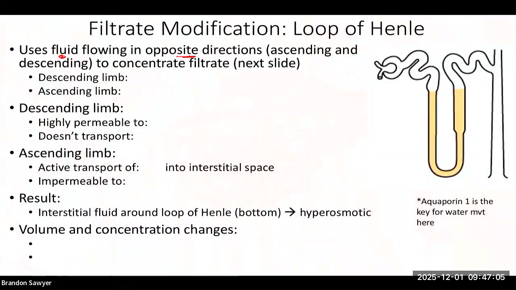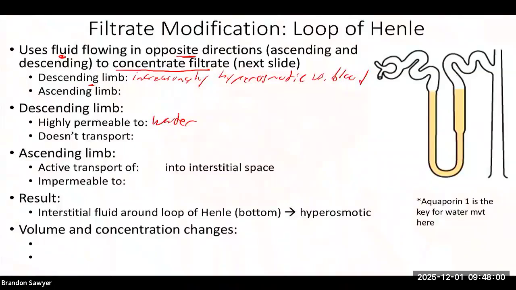So the descending limb, it's asking here what's going on as far as concentrating the filtrate. In the descending limb, the filtrate is becoming increasingly hyperosmotic versus the blood. That's because the descending limb is highly permeable to water. So as the filtrate's going down this way, water's leaving, which means it's getting more and more concentrated with solute, because water is leaving, so we have a higher percentage of solute versus water as it's going down. Then it's going to make that U-turn and start coming back up.